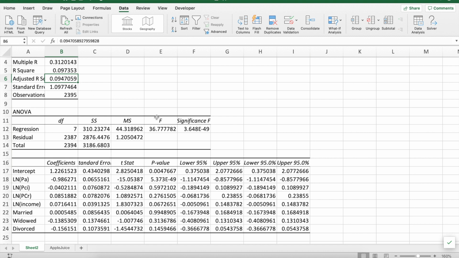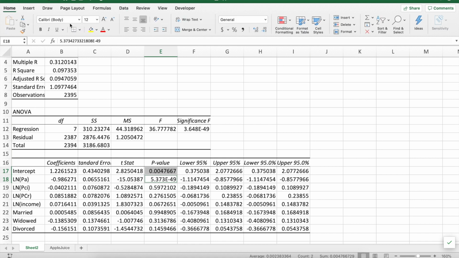Okay. The p-value on the F-test is very significant, meaning that at least one of our explanatory variables is significant. That's good. And if we look at the p-values, we see that the intercept and the natural log of the price of apple juice are the only two that are significant at the 5% level. Natural log of income is significant at the 10% level. I'm going to go ahead and highlight it for now, but it's not significant if our alpha is 0.05. So just keep that in mind. Okay, so what does that mean?